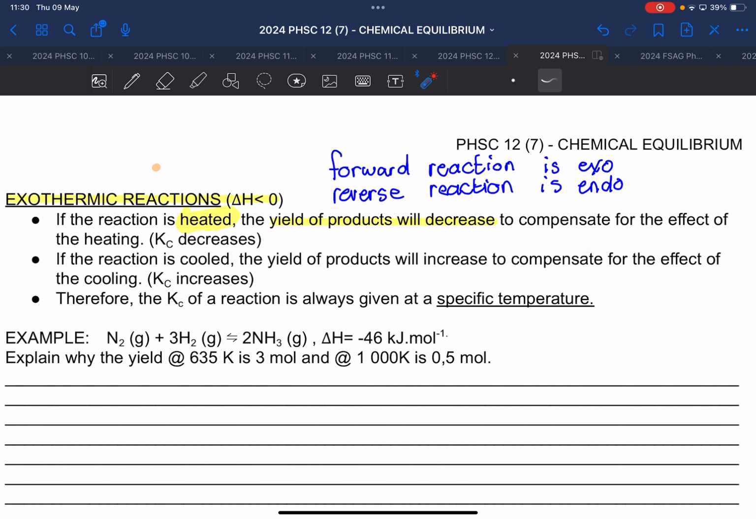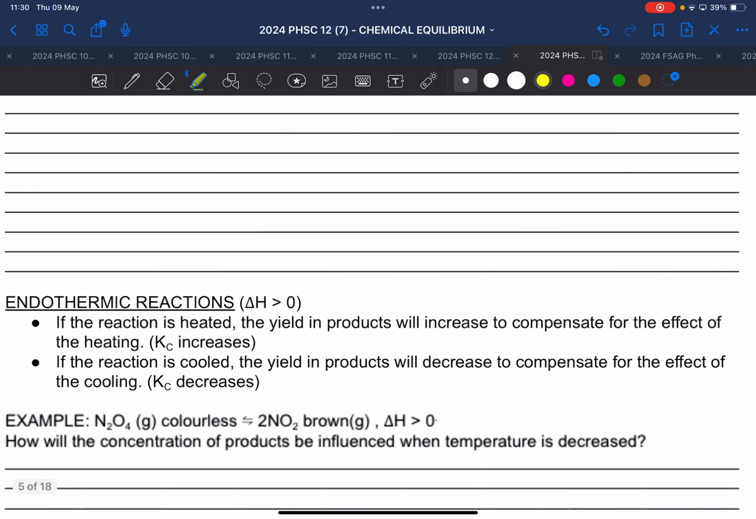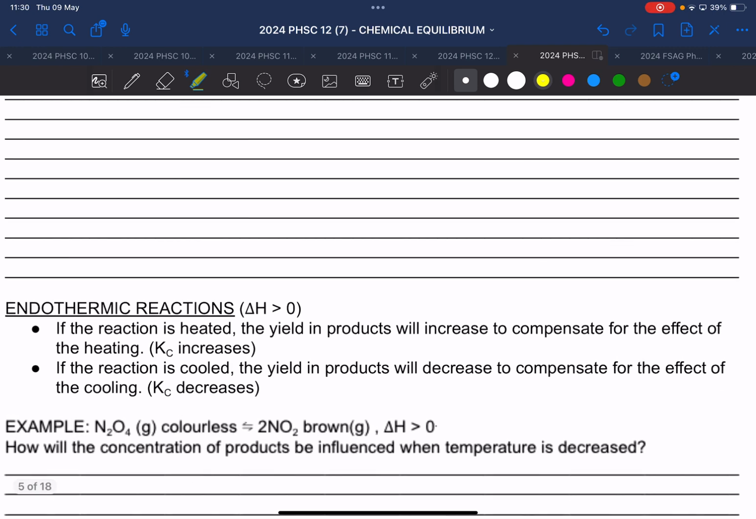So when our reaction is heated, the products will decrease and our Kc value will decrease. Our equilibrium constant will decrease. Now, very important to remember, this is specifically for exothermic reactions. You'll see on the second half of the page we're going to do the same for an endothermic reaction.